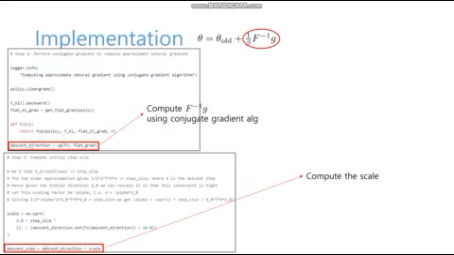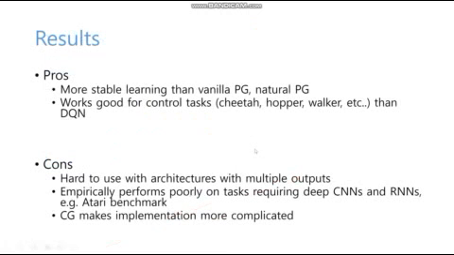Then we can get the direction, what direction to go, but still we have to get the scaling factor. And we can calculate the scaling factor as in the previous formula I explained. Then we have direction and scale. Then we get the parameter update step. Then we can just plug it in here to update the parameter.